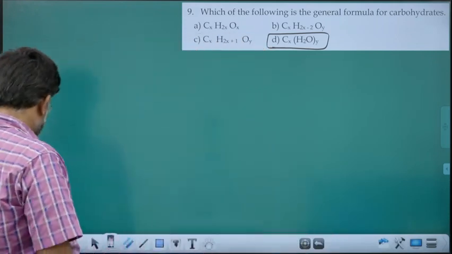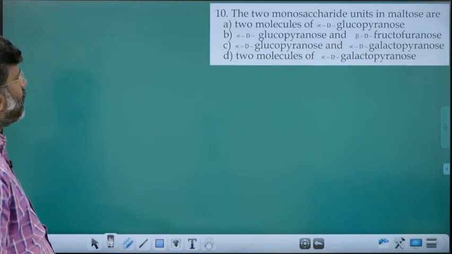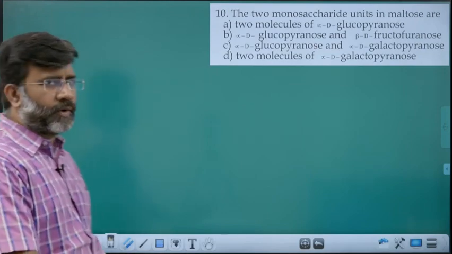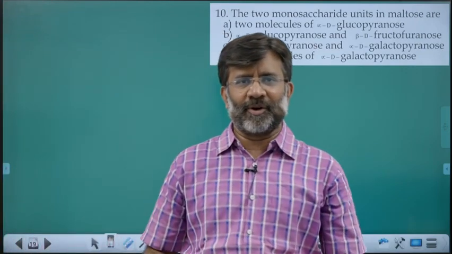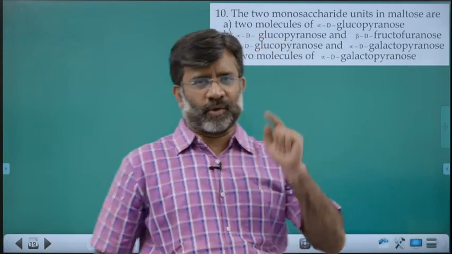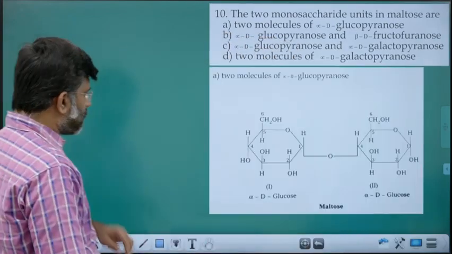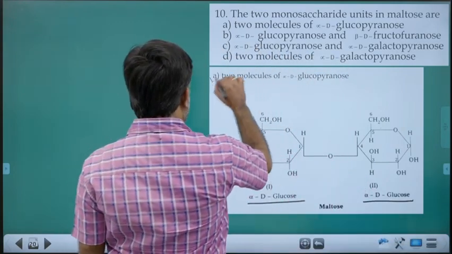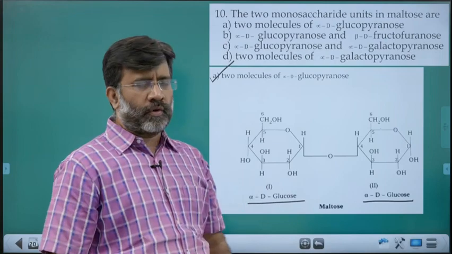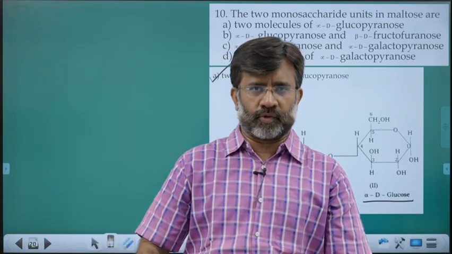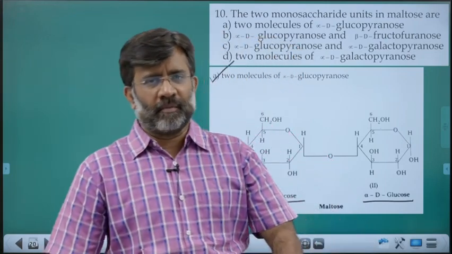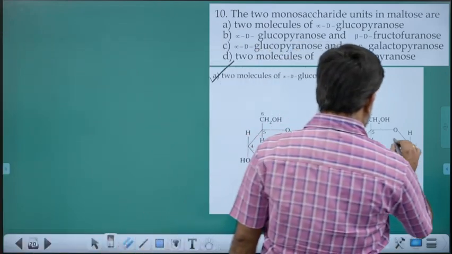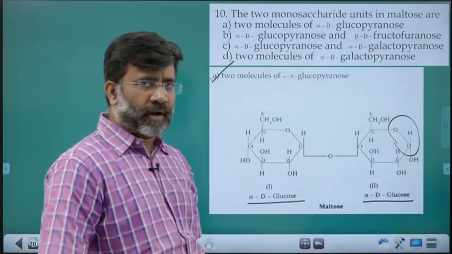Next one. Two monosaccharide units in maltose. In maltose, what are the monosaccharide units? All of you know. Sucrose, maltose, lactose. We are learning sucrose, maltose, lactose. And this is maltose, two alpha D glucose. And it is option A. Two molecules of alpha D glucopyranose constitute maltose by 1,4 linkage, and the functional group is free here, and it is a reducing sugar. All of you know.